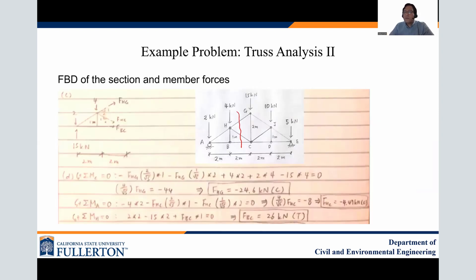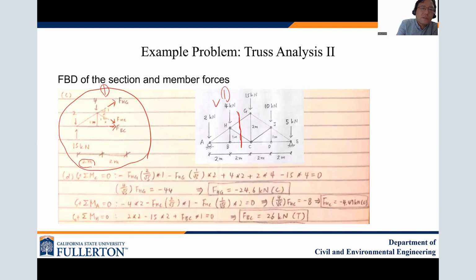This slide shows the solution of the member forces, so I will explain this one in detail. We just cut these members and choose this left side. This is the free body diagram of the left side. In this one, you can see there's FHG, FHC, and FBC. Once again, these are assumed directions, assumed in tension. And then you also put in the dimensions.